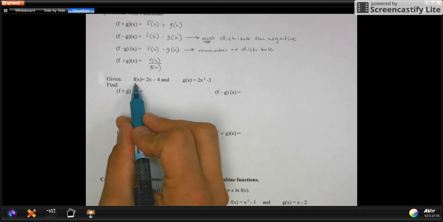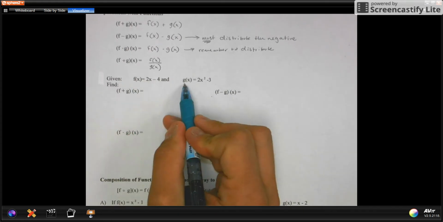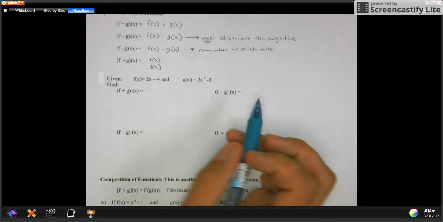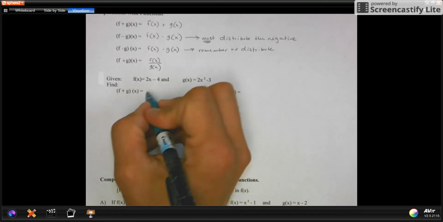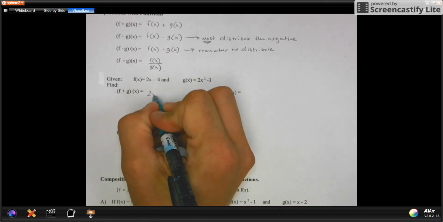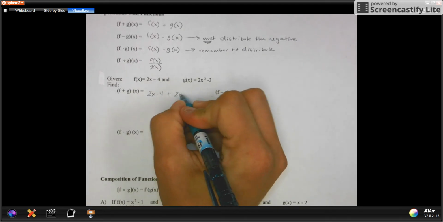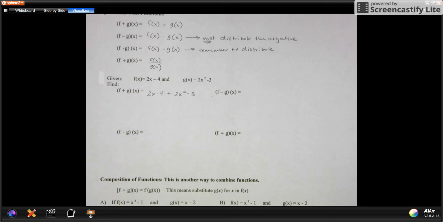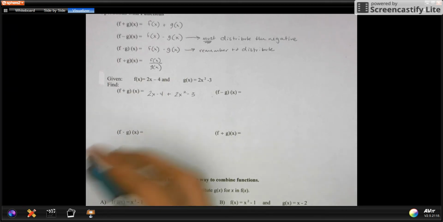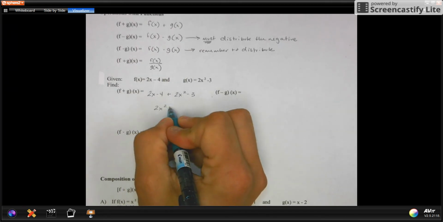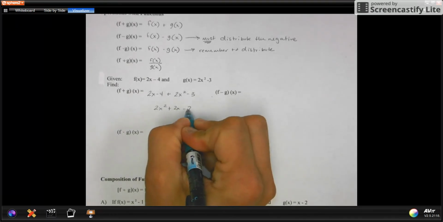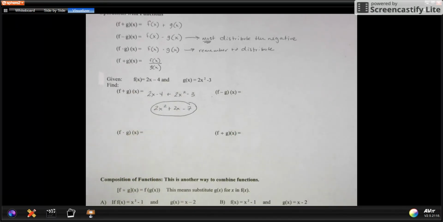So here I have f of x is 2x minus 4, and g of x is 2x squared minus 3. Notice it's plus, so I'm going to take f of x and add it to g of x. And from here, I'm just going to combine like terms. So I have 2x squared plus 2x minus 7, final answer. We'll save the hardest one for last, so we'll go multiplication next.